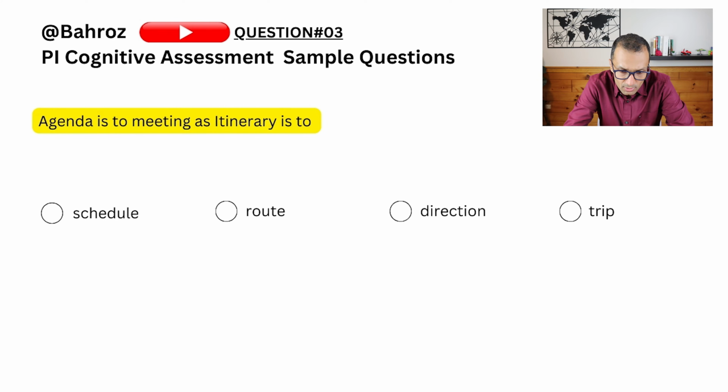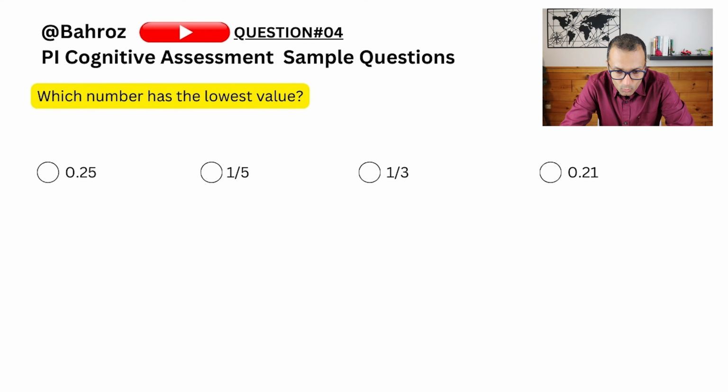Question 3. Agenda is to the meeting as itinerary is to trip. This is very easy. So we make an itinerary for the trip. Next one, question 4. Which number has the lowest value? So we are comparing 0.25 with 1 by 5. 1 by 5 is 0.2, so 0.2 is lower.